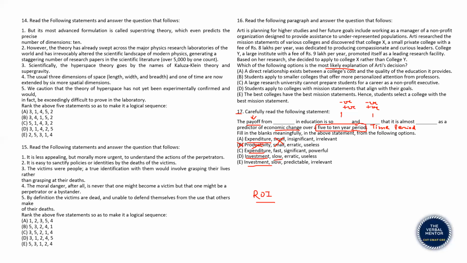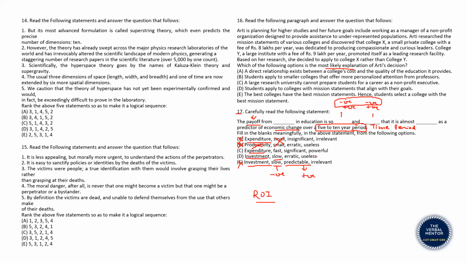All right, so we have slow. If the return comes slow and it is predictable, wait, slow is a negative word, the return comes slow. Predictable, if the return on investment in education is predictable, that's a positive word. It would violate our understanding here. So E should not be the answer either.